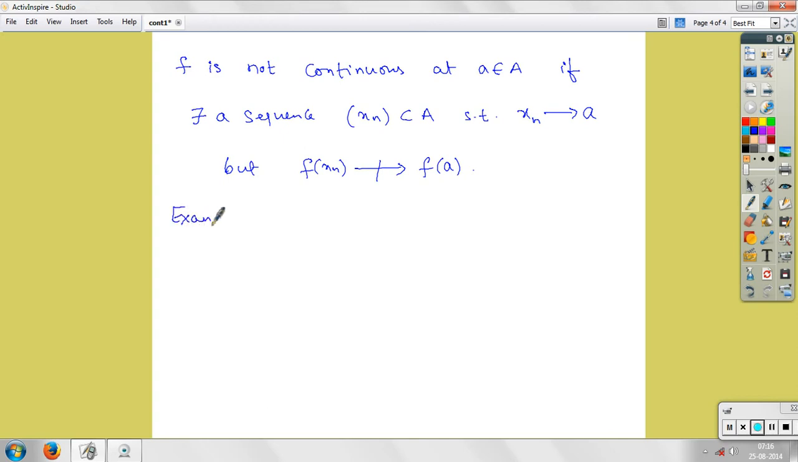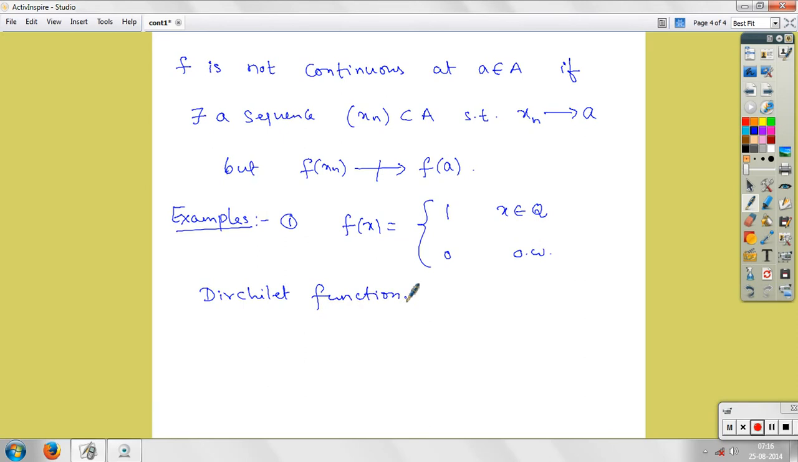So let's have some examples of non-continuous functions. Take the Dirichlet function, a famous function: f of x is 1 if x is a rational number, 0 otherwise. This is called the Dirichlet function. We'll show that this function is nowhere continuous.